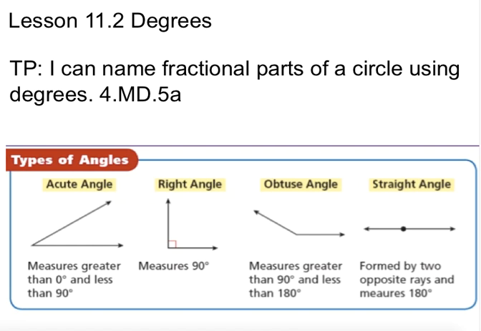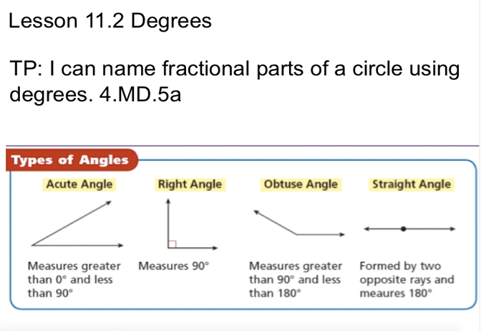Okay, so that is the lesson for 11.1. Now we're on to 11.2. I can name fractional parts of a circle using degrees. All right, so today we were introduced to 4 vocabulary words, which are 4 types of angles. So we might be asked to classify. Classify means sort them.